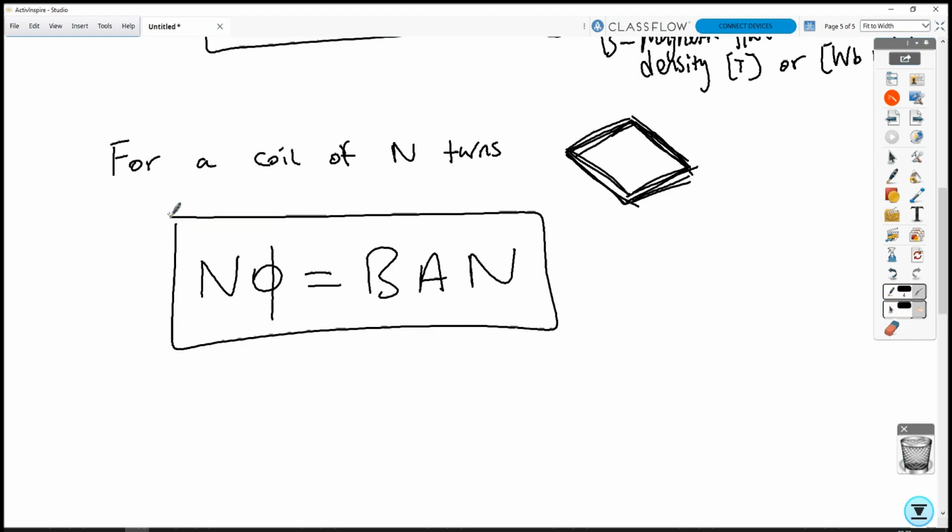And Nφ is called the flux linkage. It's called the flux linkage because now we've got flux through 1 coil, 2 coils, 3 coils, 4 coils, 5 coils, and we've linked them all together. So each one has got φ, and because there's N times the amount of them, the flux linkage is Nφ, which is BAN.